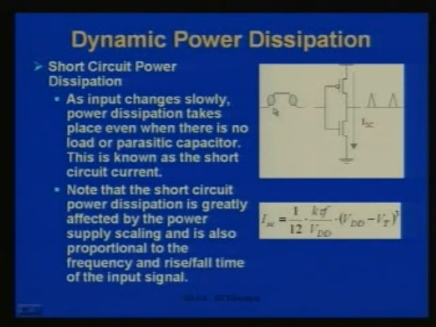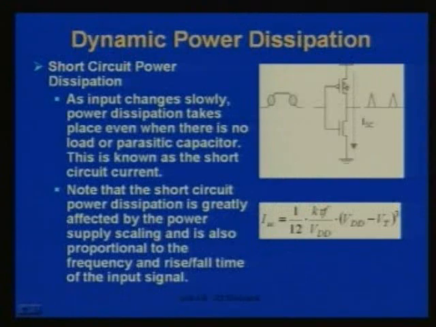But unfortunately, when the input changes slowly like this, from 0 to 1, or low to high, or from high to low, you can see there is a region in between where both the transistors are on. That means when the input voltage is greater than the threshold voltage of the NMOS transistor and less than VDD minus the threshold voltage of the PMOS transistor, for that part of the input both the transistors will be on, and as a consequence there is a short circuit path from supply to ground, and this is known as short circuit power dissipation.